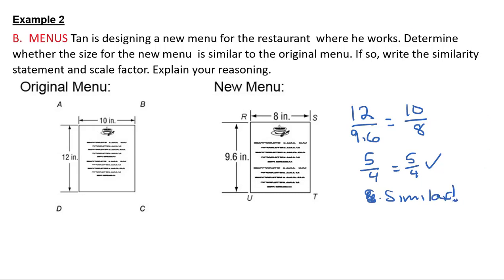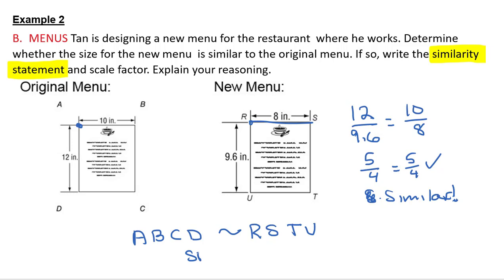Now a similarity statement. Rectangle ABCD is similar to RSTU. Make sure you have the right corresponding sides. I started with A, which is this point over here, and I went to B, so that's going to correspond to side RS. RSTU. That's a similarity statement.